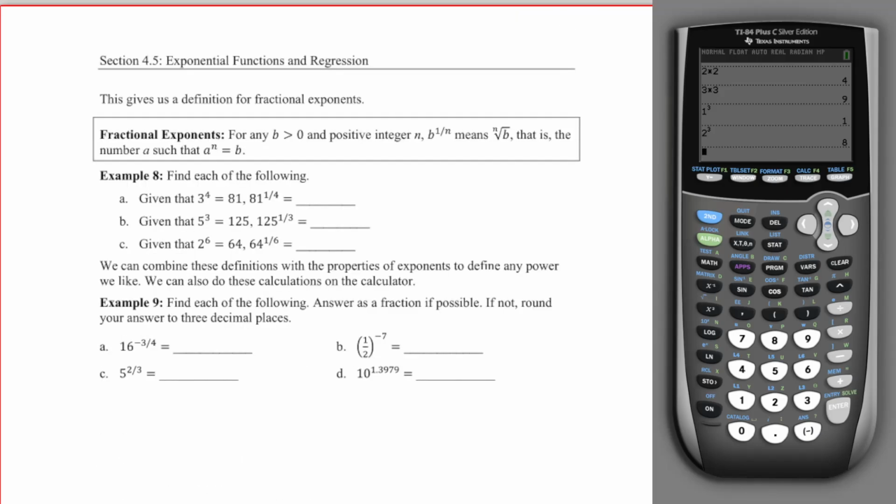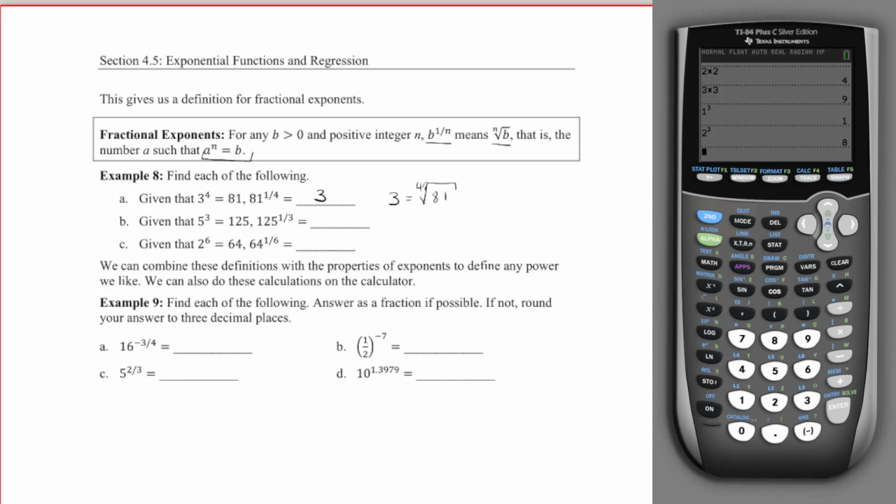If we have a fractional exponent in the form 1 over something, b to the power 1 over n means the nth root of b. That is the number that when we raise it to the nth power, we get b. So in example 8, we're just using that pattern. 3 to the 4th power is 81. That means 3 is the 4th root of 81. And so 81 to the 1/4 power must be 3.